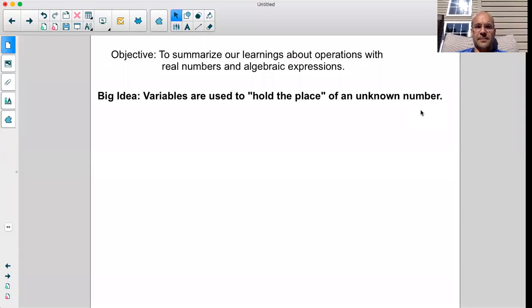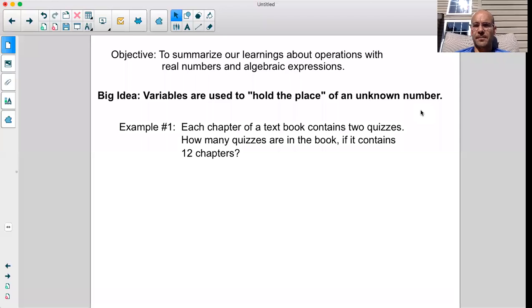So first big idea, variables are used to hold the place of an unknown number. Some of you started the class by saying I was fine with math until letters started showing up, and it was almost like, what's the point of having letters? I hope that became a little bit more clear. Variables are used to hold the place of an unknown number.